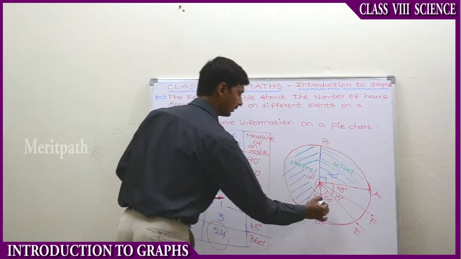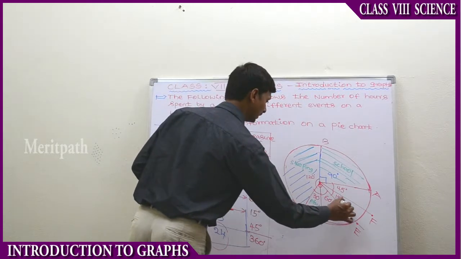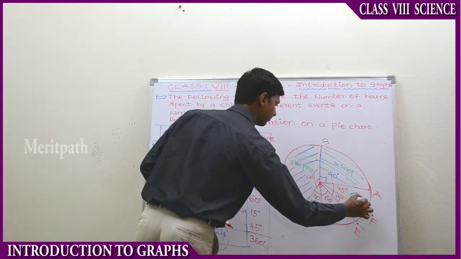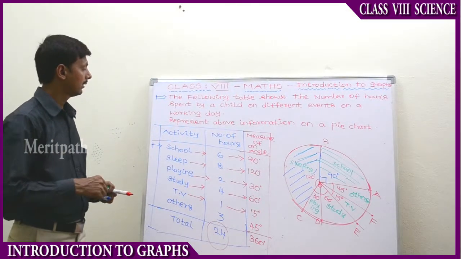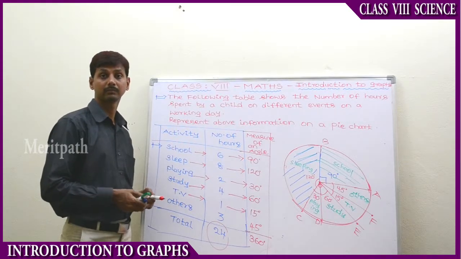Next, this is for studying. 50 degrees is for watching TV. And the next one is others. So this is a pie diagram. This information we have represented on a pie graph or pie diagram.